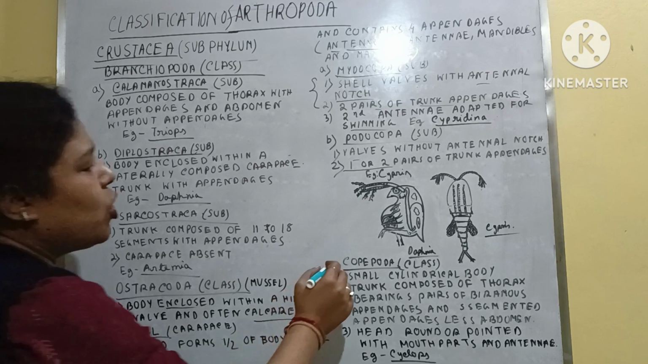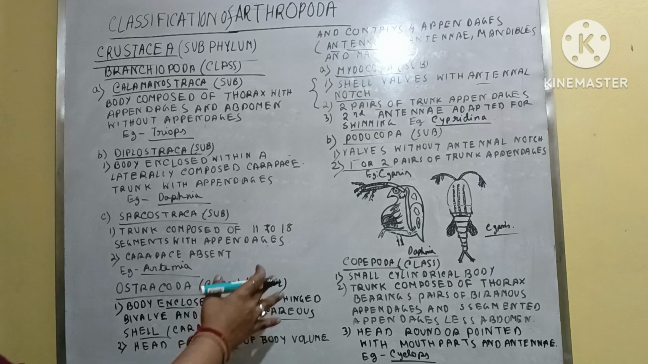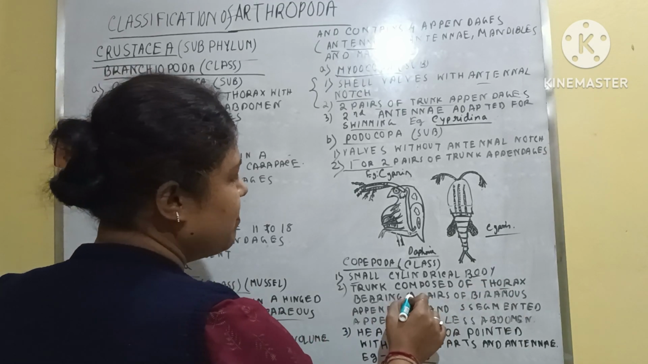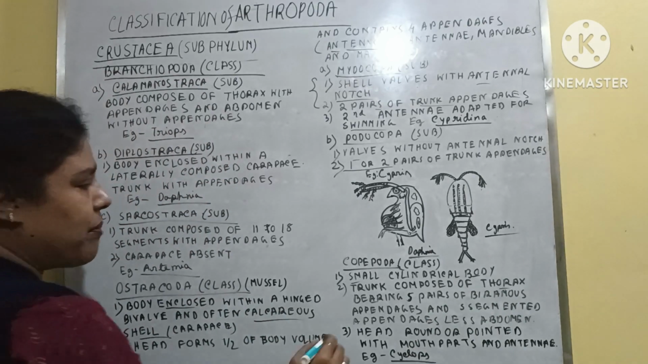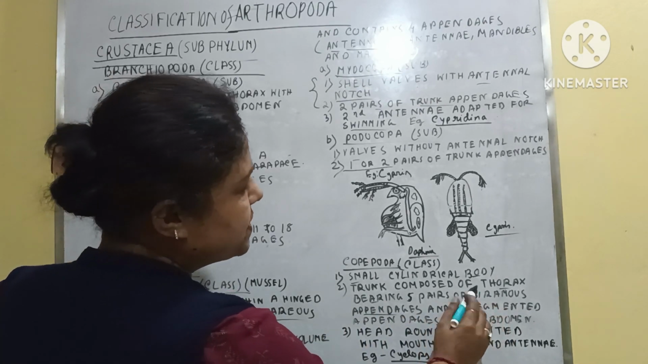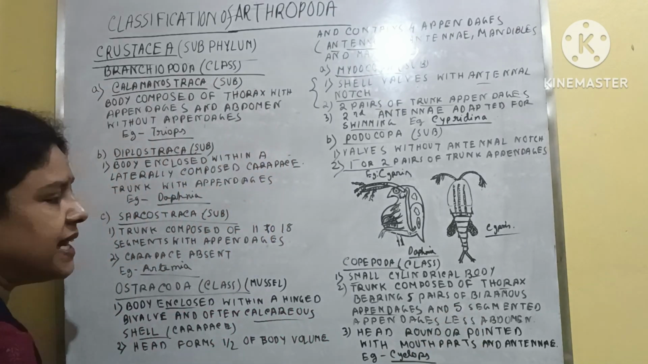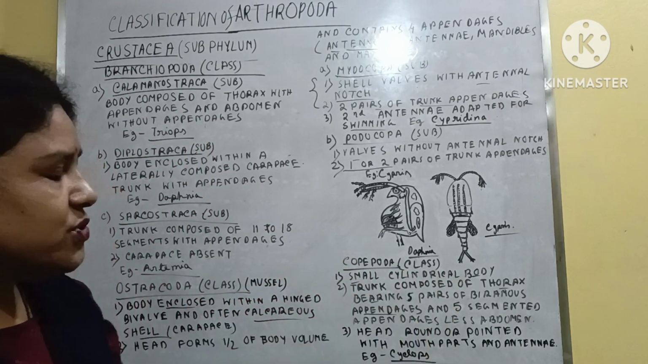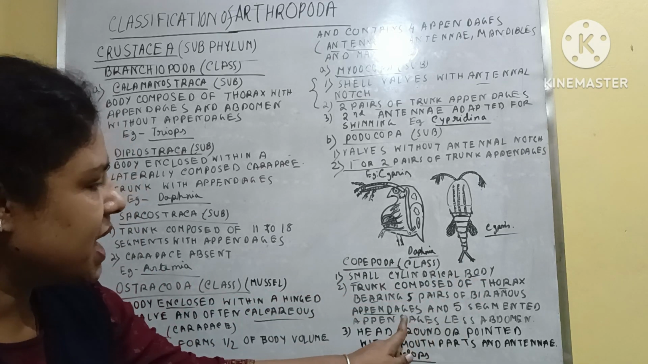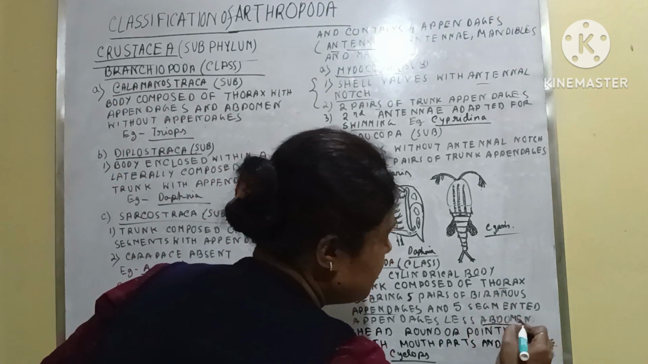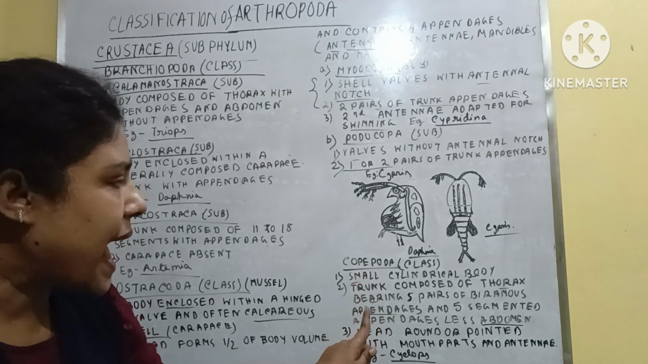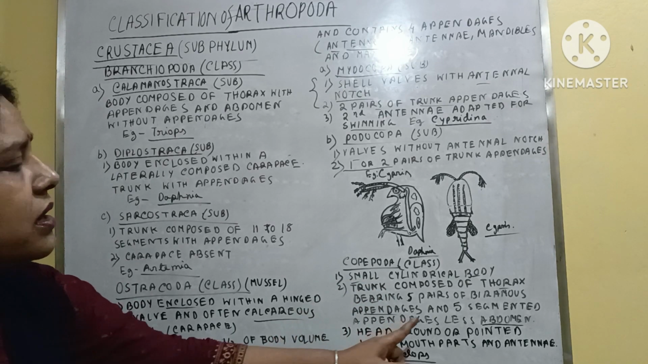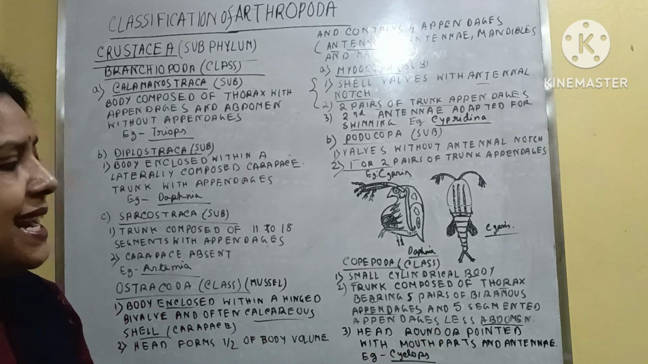The next class is the Copepoda. Under Copepoda there are three features: a small cylindrical body, and the trunk composed of thorax bearing five pairs of biramous appendages, and abdomen which is without appendages. That means the body is small and cylindrical, and the trunk is composed of thorax and abdomen, with the thorax containing the appendages but the abdomen without appendages. Clear? The third point is that the head is round or pointed with mouth parts and antennae.